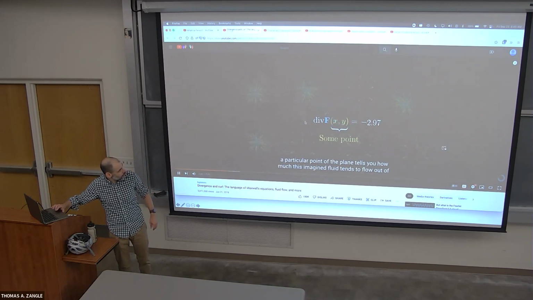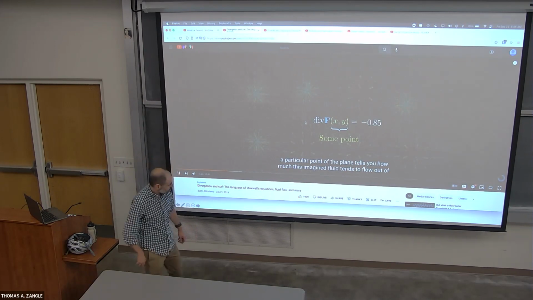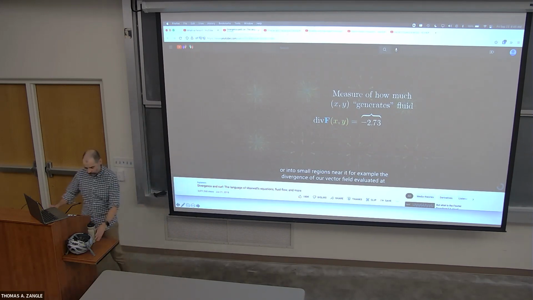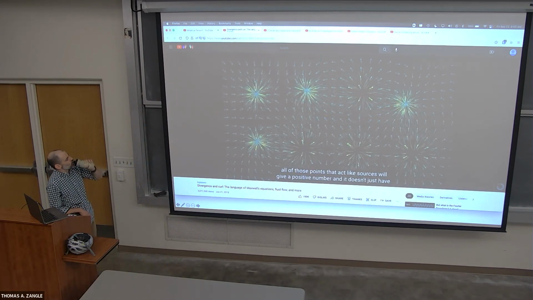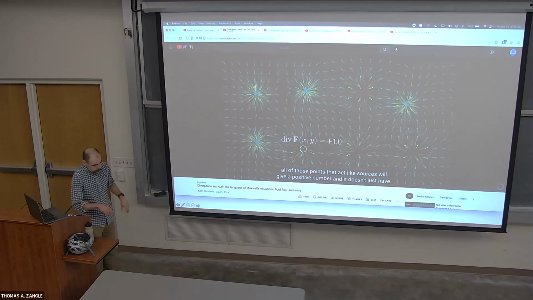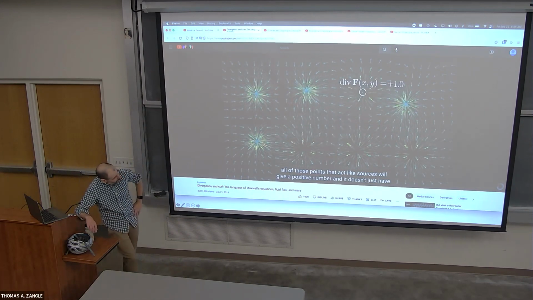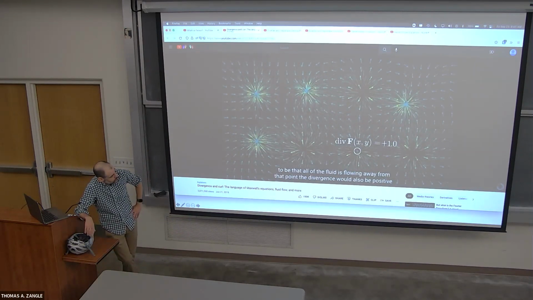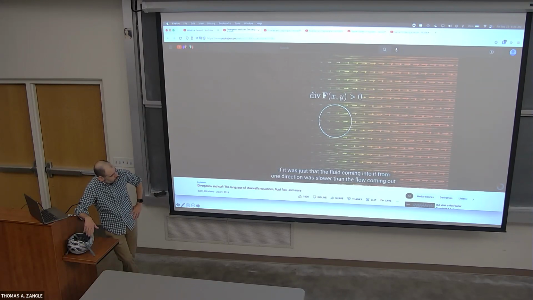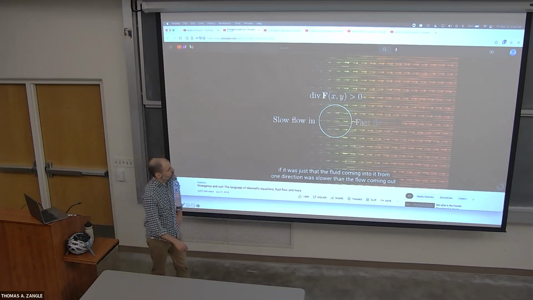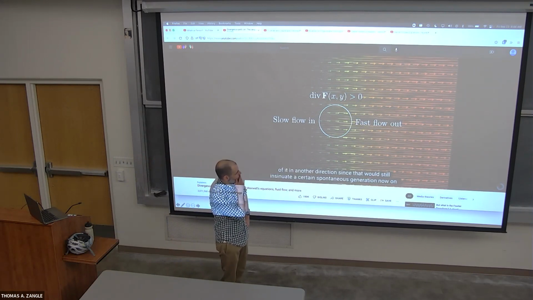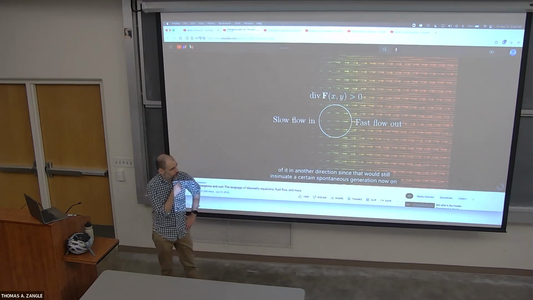It tells you how much this imagined fluid tends to flow out of or into small regions near it. For example, the divergence of our vector field evaluated at those points that act as sources will give a positive number. And it doesn't just have to be that all of the fluid is flowing away from that point. The divergence would also be positive if the fluid coming into it from one direction was slower than the flow coming out of it from another direction. So that would still insinuate a certain spontaneous generation.